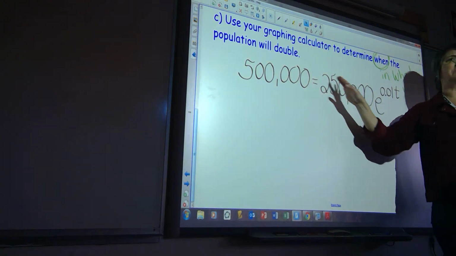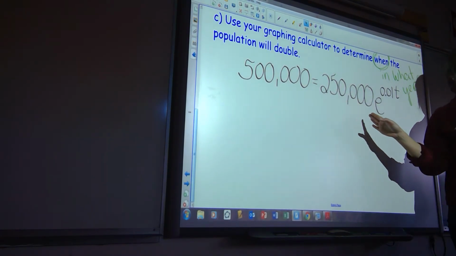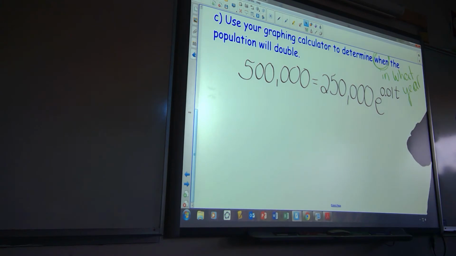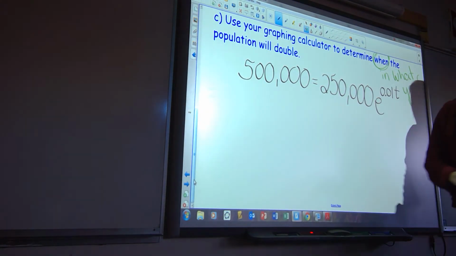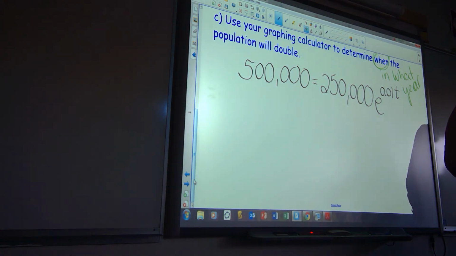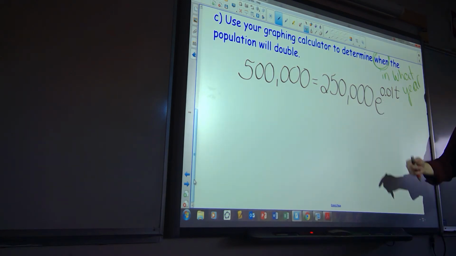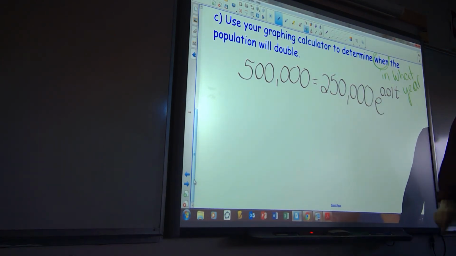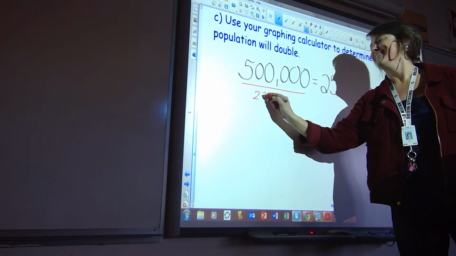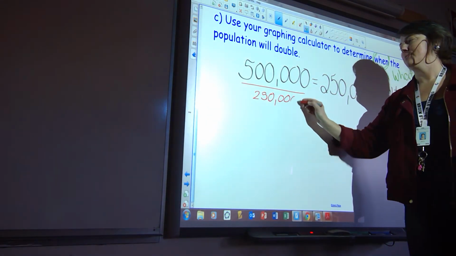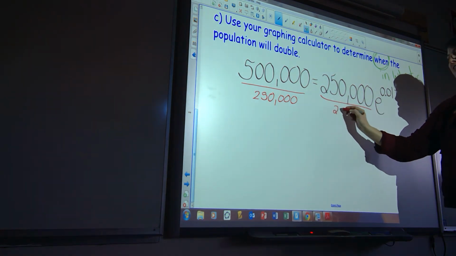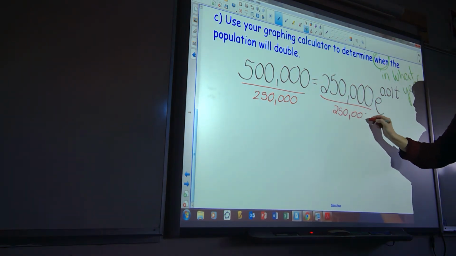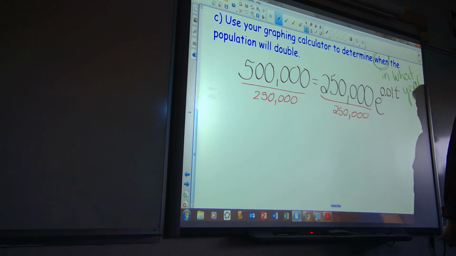Could we maybe reduce these two sides? Let's make this easier for ourselves. What could we reduce both sides by? We could certainly reduce it by 1,000, and then 1,000 again, and then 1,000 again. How about 250,000? So think about that when you're doing these problems. See if you can make the numbers a little bit easier. It will make your job in the window settings a little bit easier.